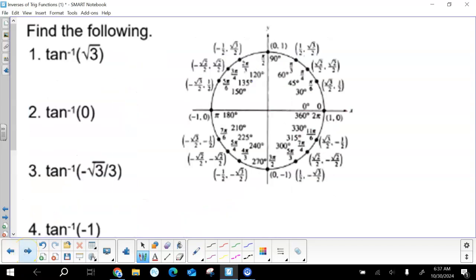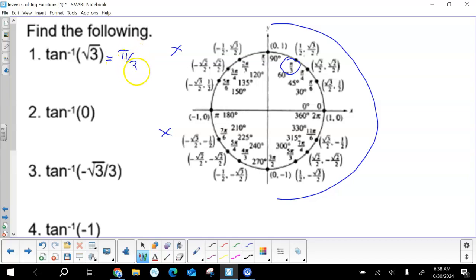So now, remember that tangent can only live in these two quadrants. These two quadrants are like our forbidden quadrants. We can't even travel through them. So here, tangent is the square root of 3, and that's right here at pi-thirds. So therefore, we're just going to call that pi-thirds. So we're saying what angle is inverse tangent equal to the square root of 3.